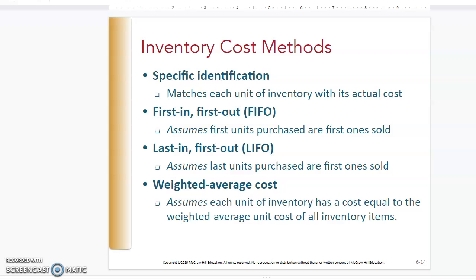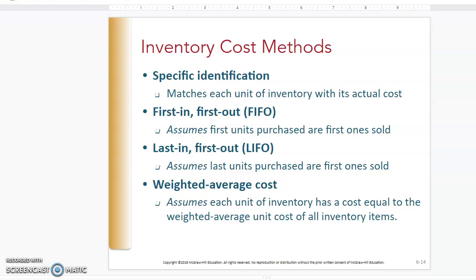Hello. Today we're going to talk about inventory costing methods and how that affects the amounts that are in ending inventory and cost of goods sold. As we saw in the previous video, once an inventory is sold, the company moves the cost of the inventory out of the inventory account and puts it in cost of goods sold.